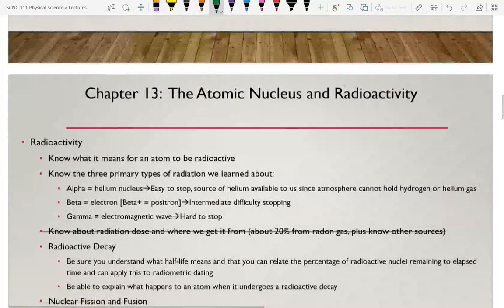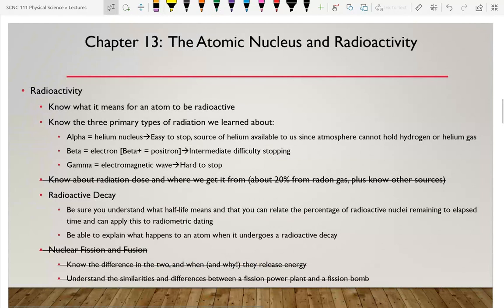That's chapter 12. Chapter 13, radioactivity. You'll see the cross-outs here, things that I do not believe we did cover. With radioactivity, part of this was my grandma dying and going to the funeral and stuff.